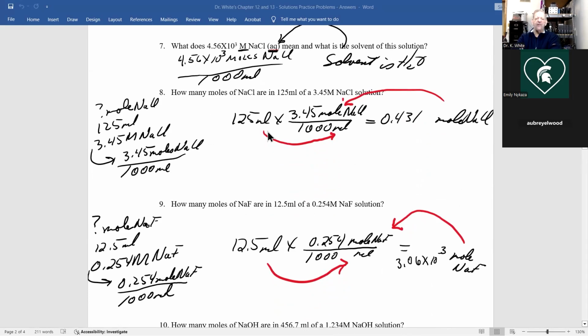How many moles of sodium chloride are in 125 milliliters of a 3.45 capital M NaCl solution? Well, what are we trying to find? Moles of NaCl, sodium chloride, table salt. What are we given? 125 milliliters of the solution, and we're given this number, 3.45 capital M NaCl. What does that mean? Well, as soon as you see a capital M between a number and a chemical formula, that's molarity. And what it means is 3.45 moles of sodium chloride per 1,000 milliliters.